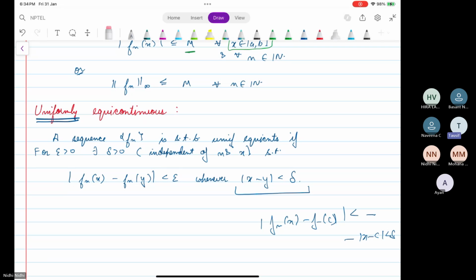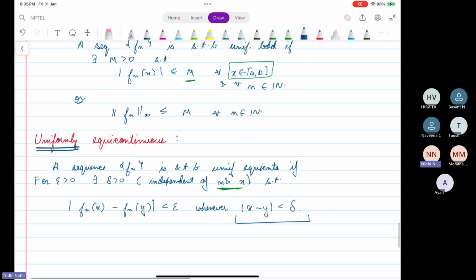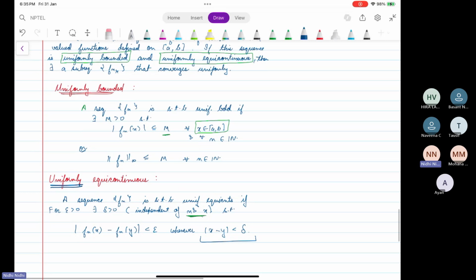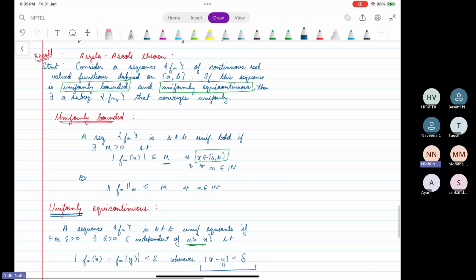What is the difference between uniform continuity and uniform equicontinuity? Uniform continuity is for one function. This is for a sequence of functions. Here this epsilon and delta are independent of n and of any x as well. Okay, got it. So whenever a sequence is uniformly equicontinuous and uniformly bounded, then we get a convergent subsequence.